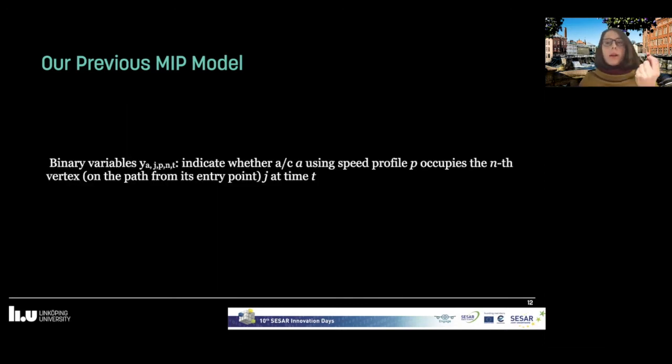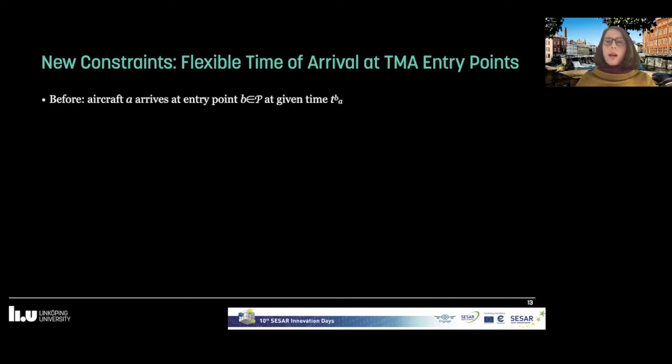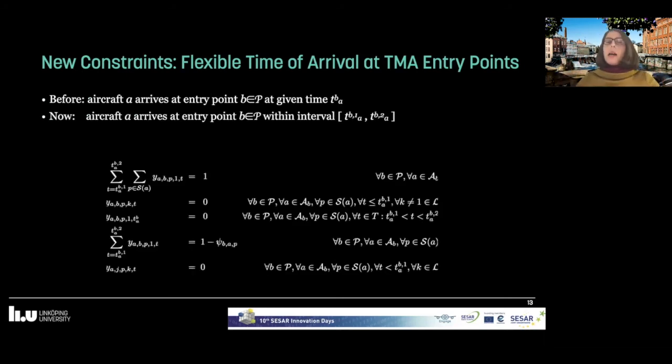So one variable that's kind of important, which we'll use to encode everything, and I thought to introduce it, is a binary variable, Y_AJPNT. It indicates whether aircraft A, using speed profile P, occupies the nth vertex on the path from its endpoint J at time T. But I'm not going to go into more math. So one new constraint is a flexible time of arrival at the TMA. So instead of requiring that aircraft A arrives at entry point B at fixed time T_BA, it now arrives within an interval, and we add those constraints to enforce that it arrives exactly once, it doesn't arrive at any other time, and we pick one profile.